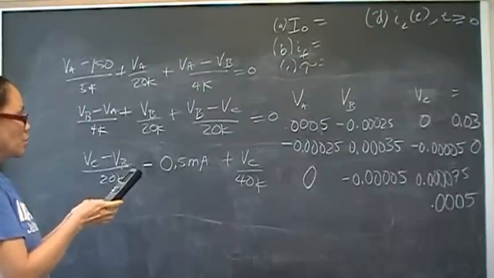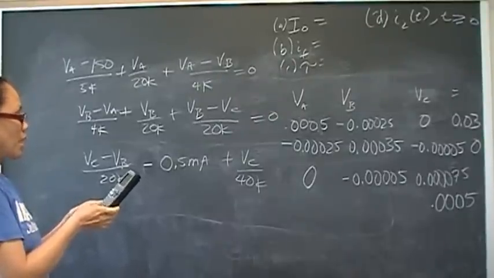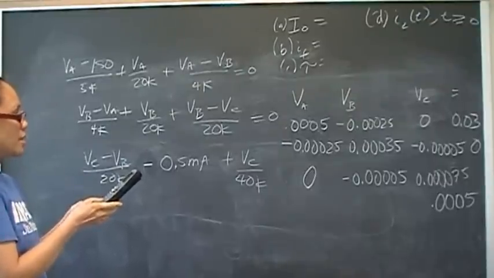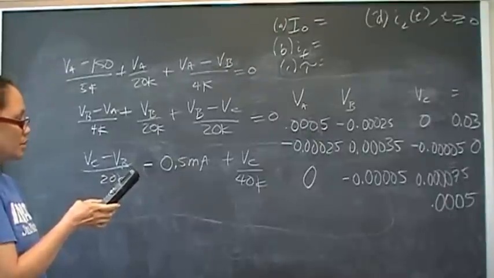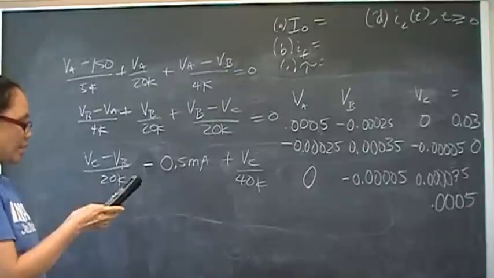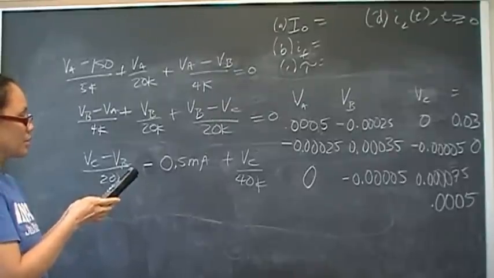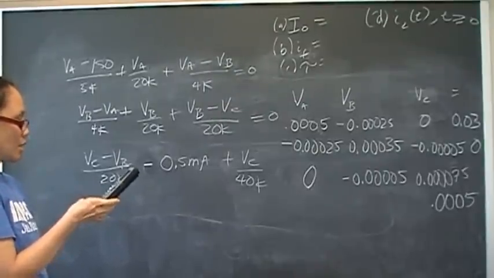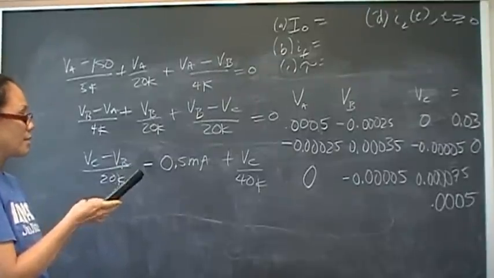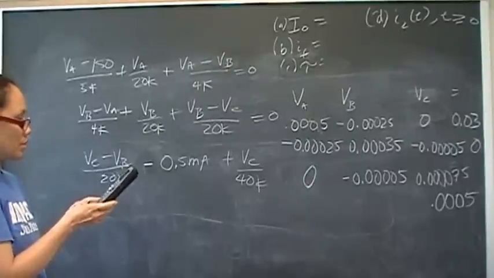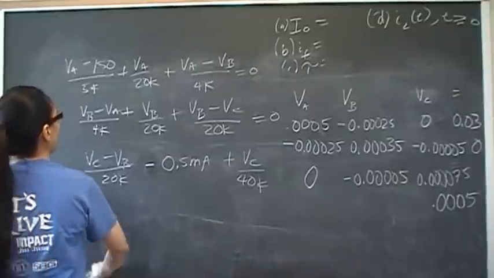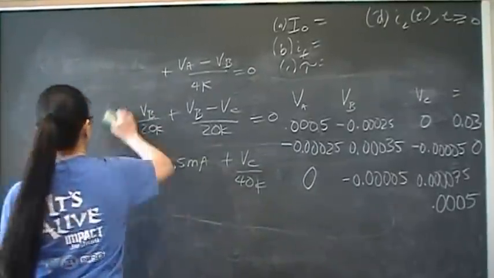Then negative 0.00025, and then 0.00035, and then negative 0.00005, and then 0. And then the final line is 0, negative 0.00005, and then 0.00075, then 0.0005. Solve it, and we come up with the 3 values.